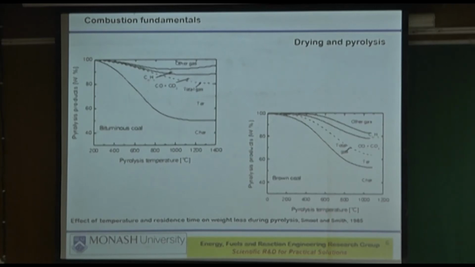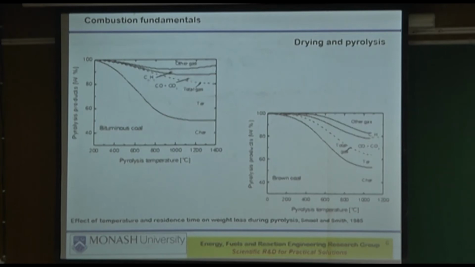So the way I read this is everything starts from 100%, and then as a function of temperature, how much char actually remains, solid char, fixed carbon remains as temperature increases, if it is a bituminous coal versus if it is a brown coal. So that's the bottom line in here.